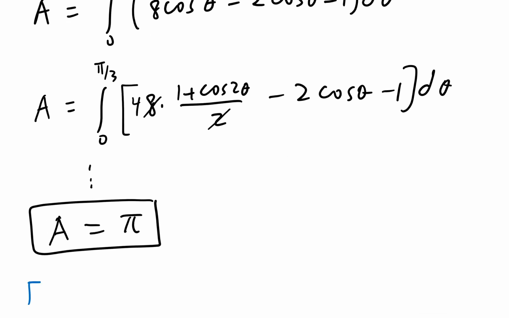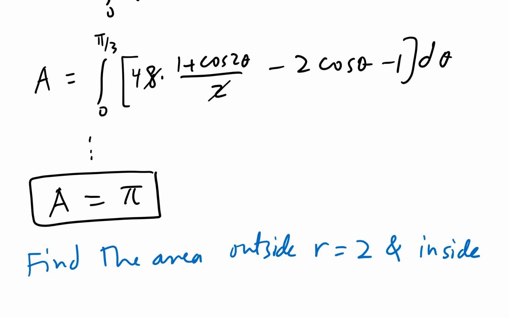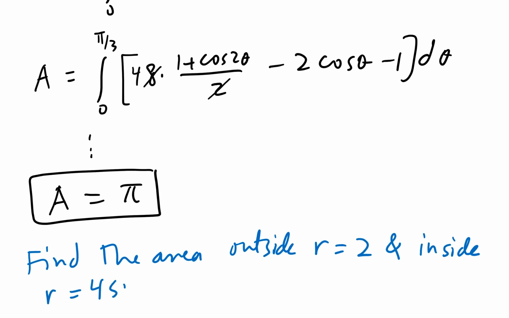So find the area outside r equals 2 and inside r equals 4 sine theta. And we will continue in the second part next time.